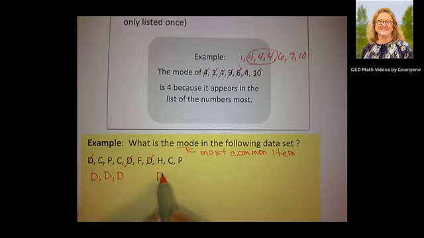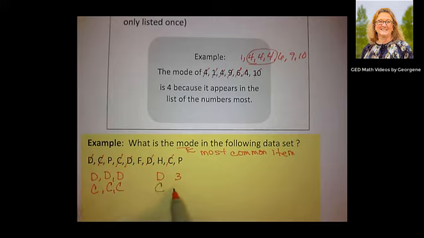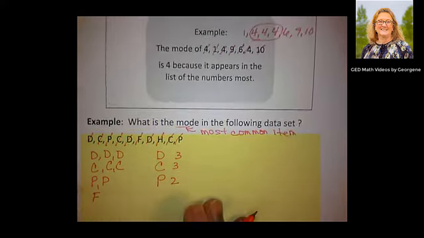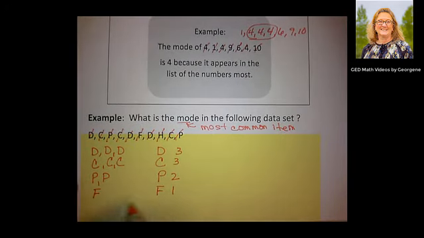Or I could go D and then put a 3 next to it. And then C's. I've got 1, 2, 3. Oh, look at that, I've got 3 C's. And then it looks like 1, 2 P's. And it looks like I have an F and an H. So there's 1 F and there's 1 H.